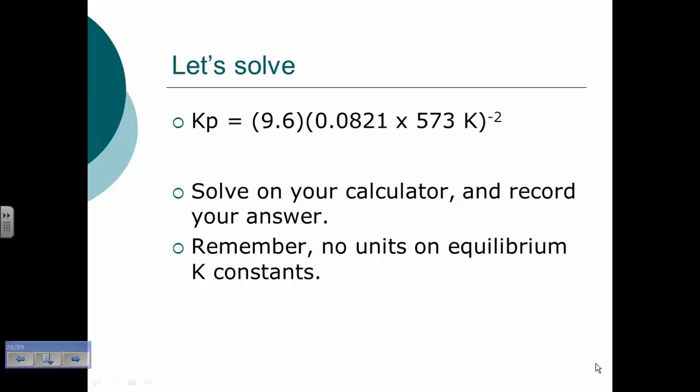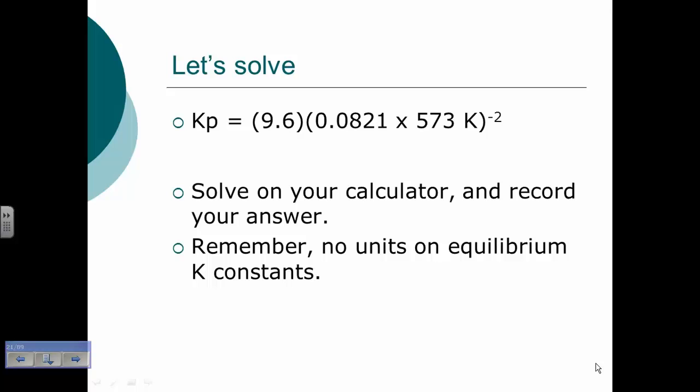Plug it in. We were being asked to solve, just convert a Kc into a Kp, plug and chug. The original value of Kc given was 9.6 times R times T. Now where did the 573 come from? Well, remember the story problem gave us 300 Celsius. I added 273 to turn the Celsius into Kelvin. Now hit it on your calculator.